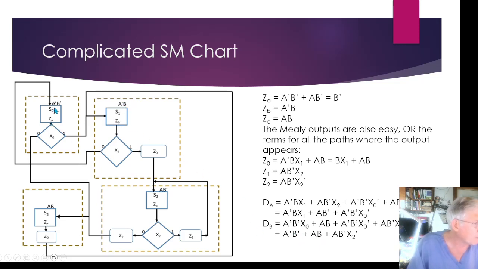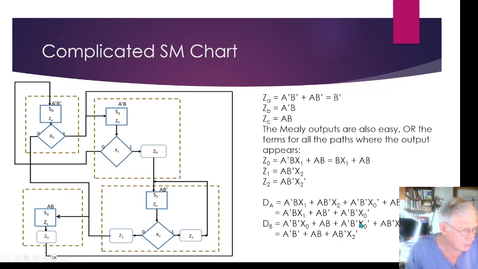1 comes from S0, A prime, B prime, X0. 1 comes from S3, which is going to be A, B, and it doesn't depend on X. And then we have the paths into S2. 1 comes from S1. No, sorry, into S3.